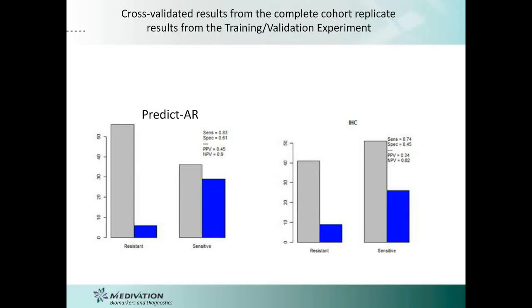And this is in contrast to IHC, where we've estimated these measures the same way. And just to close the book on IHC in this particular biomarker case, we see a 10% drop in PPV and a similar drop in NPV, showing clear improvement of the PREDICT-AR signature relative to IHC.